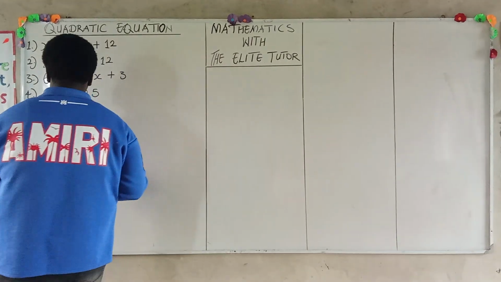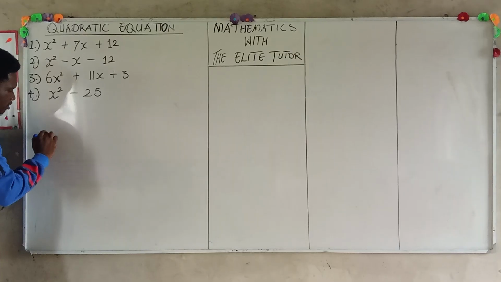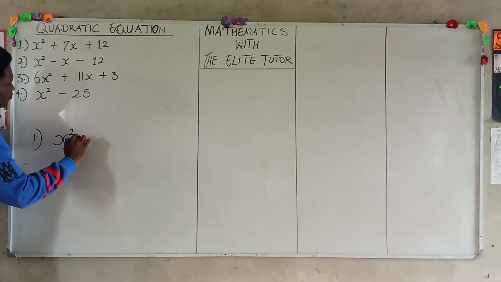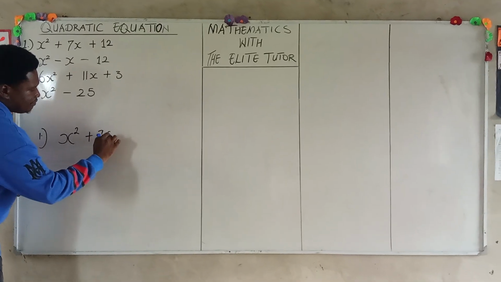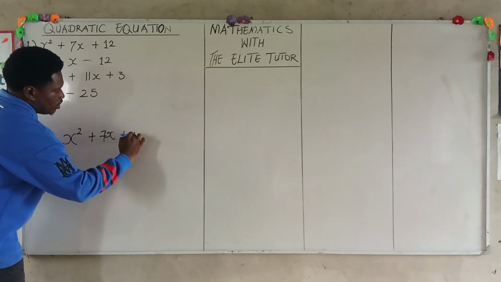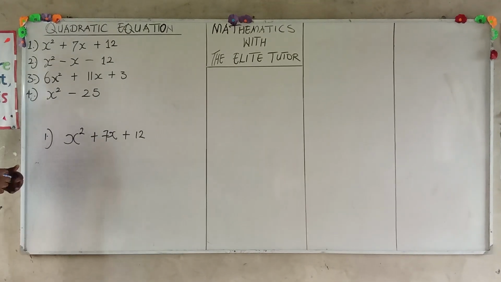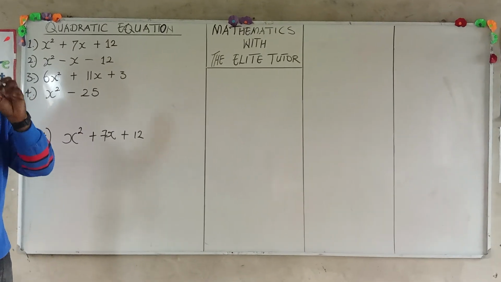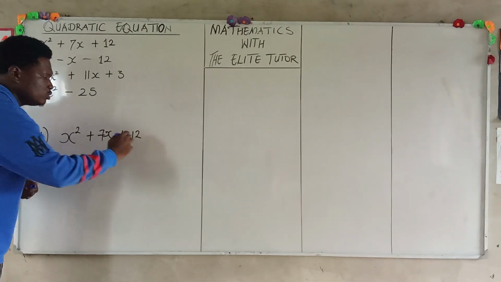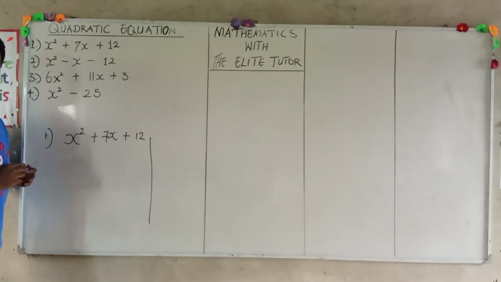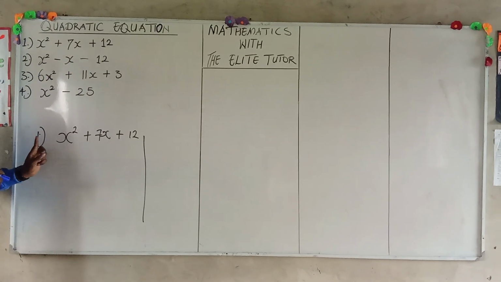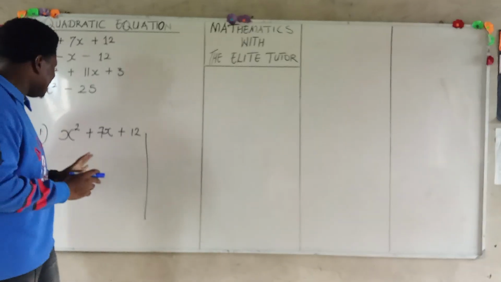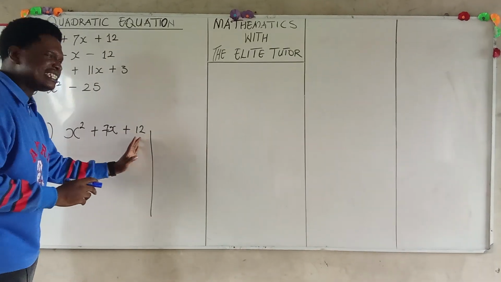Now we have our very first question. We have question 1, we have x squared plus 7x plus 12. Now we have this quadratic equation. How do we tackle this? Now the first thing we are going to do, we are going to multiply the first term and the last term.